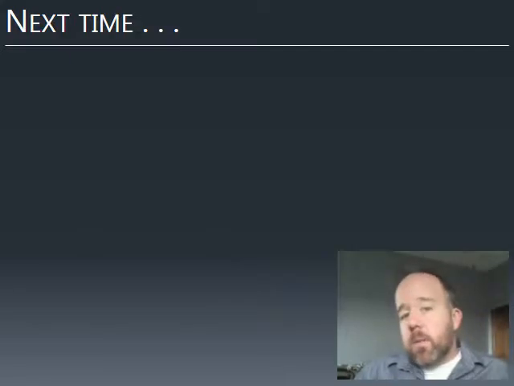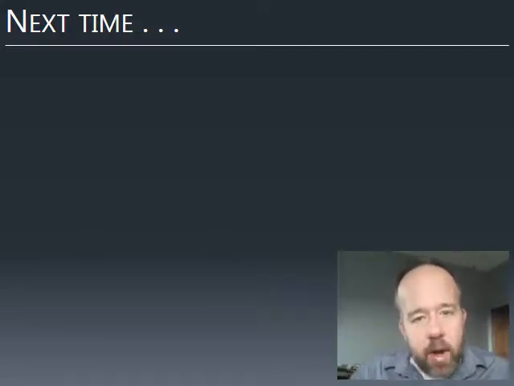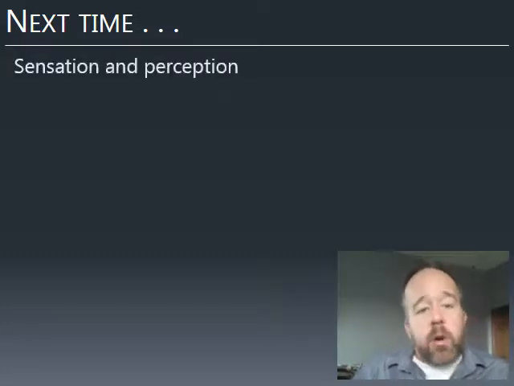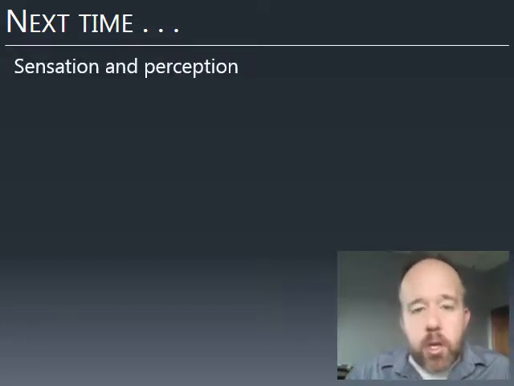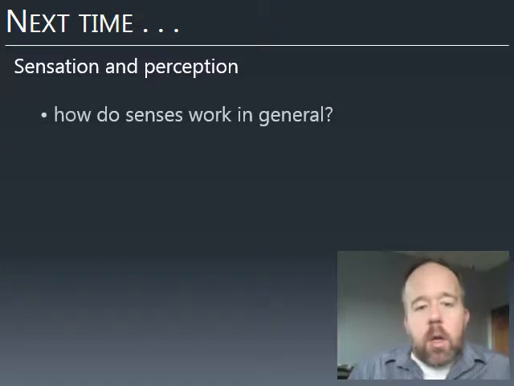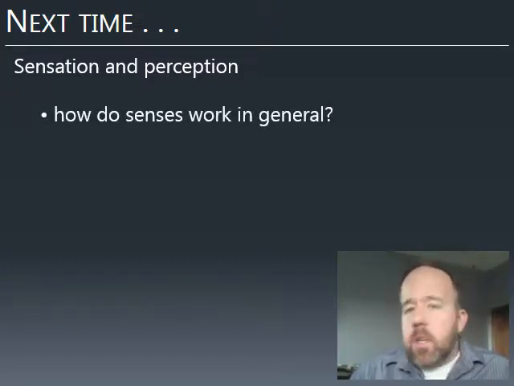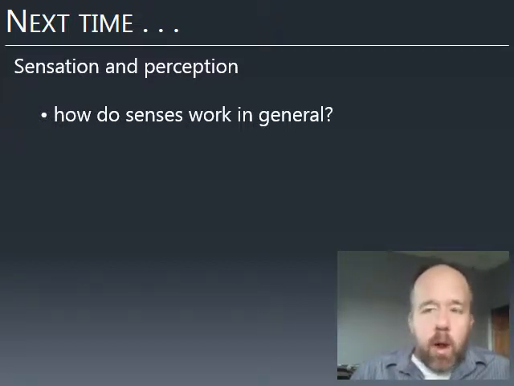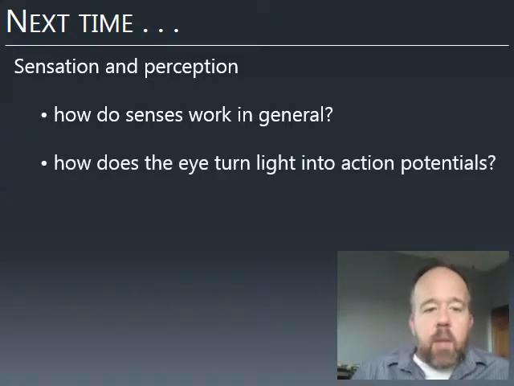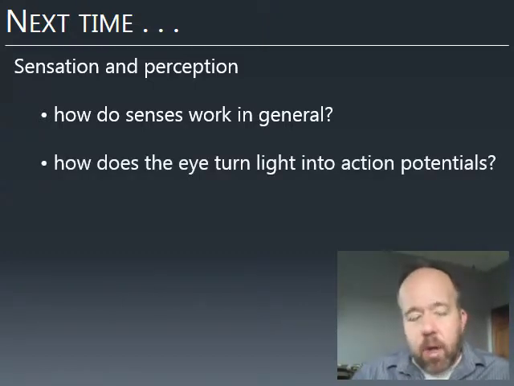Okay, that will do it for our lecture on methods in investigating the brain. Next time, we'll actually start a new module on sensation and perception. So how do the senses work? We'll talk about physiologically how the senses work, how we get information in general from the environment to our brain. In particular, we'll talk about vision next time.